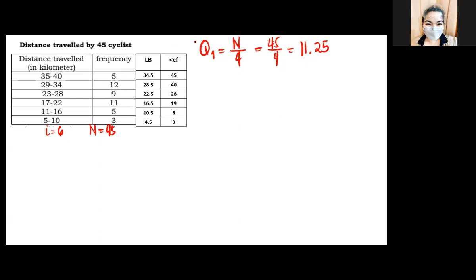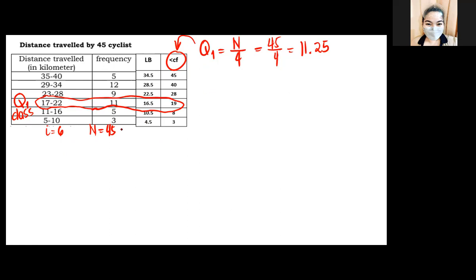Yung locator natin, hahanapin siya dito kay CF. Kay CF lang kayo maghahanap ng locator. So, si 11.25, saan kaya siya included dyan? Sa 19, correct? Yan. So, ang tawag natin dito sa class na to ay yung Q sub 1 class. Ibig sabihin, dyan natin makikita yung ating Q sub 1.